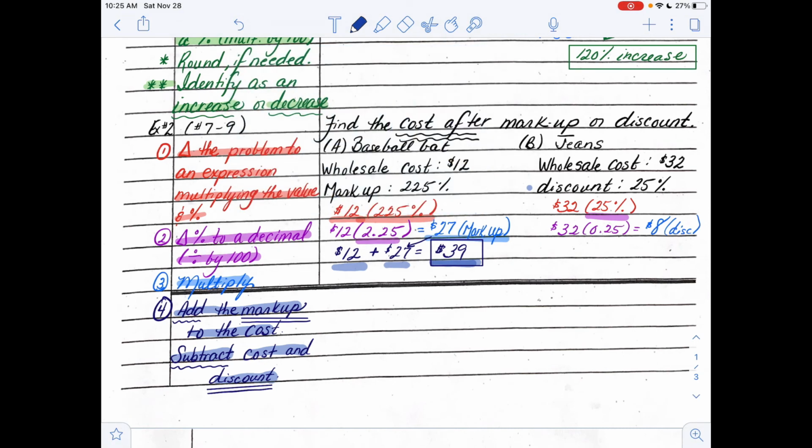This is a discount, so I'm not going to add it to what it started as. I'm going to take those jeans, which are usually $32, and I'm going to subtract the $8 because it's a discount, what I get to save. So those jeans will actually only cost me $24.